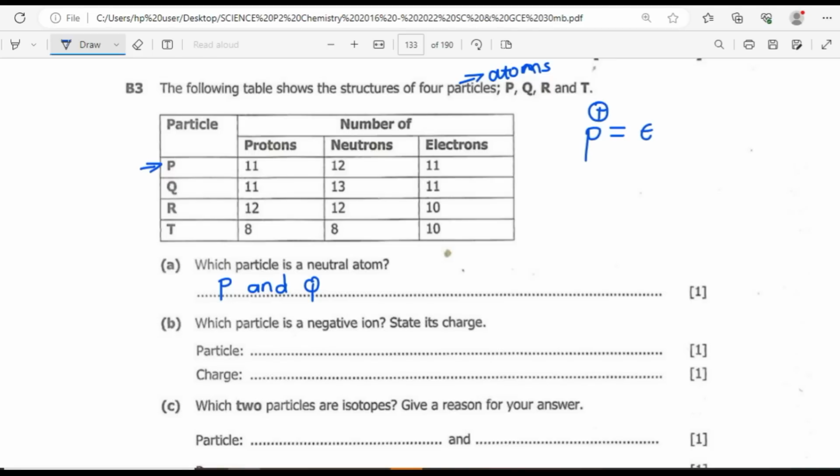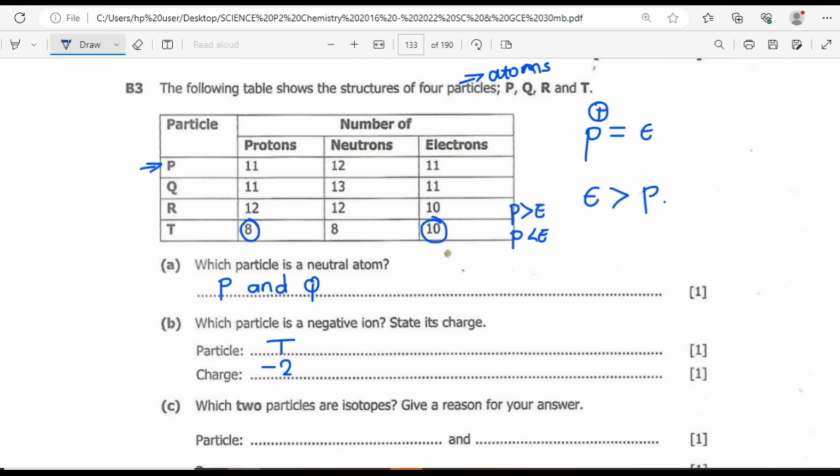Which particle is a negative charged ion? State its charge. So for a particle atom to be a negative ion, the number of electrons must be greater than the number of protons. So which of R or T? So let's look at R. R has 12 protons and 10 electrons. So for R, we can see that the number of protons is greater than the number of electrons. Then for T, we can see that we have 8 protons. So protons are less than the electrons. So the one with a negative charge is particle T. Then the charge, we just have to look at the difference between the protons and the electrons. So it's 10 minus 8, which gives us 2.